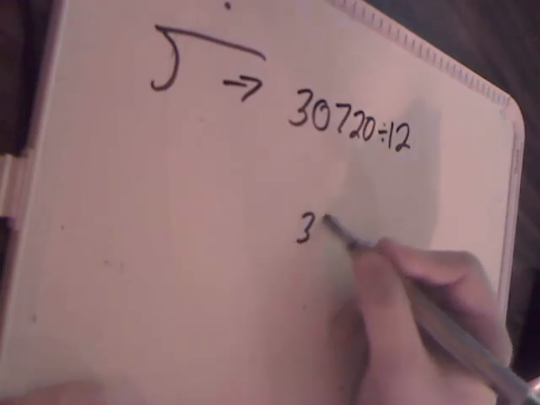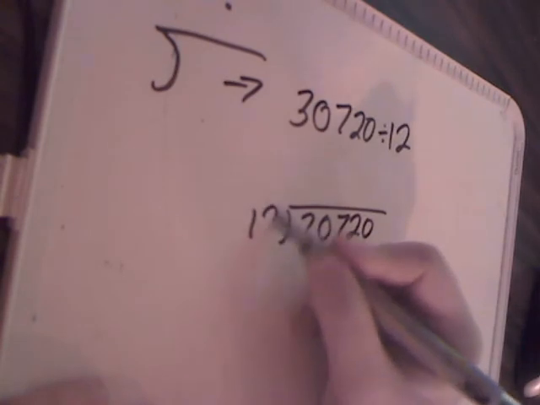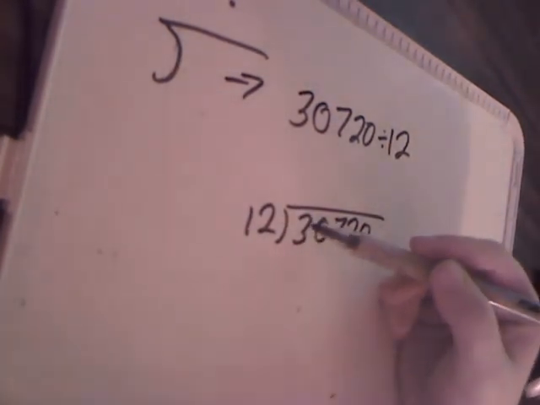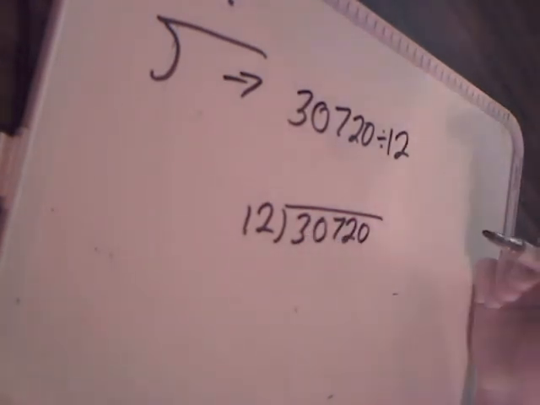Let's take a look at another problem. Let's take a look at a problem with more than 1 number on the outside. Let's take a look at 30,720 divided by 12. We're going to take our division sign and slide it on over this problem. 30,720 will be on the inside. 12 will be on the outside. We need to figure out how many times 12 will go into 3. If we have a bus that fits 3 people, how many groups of 12 can we fit in there?